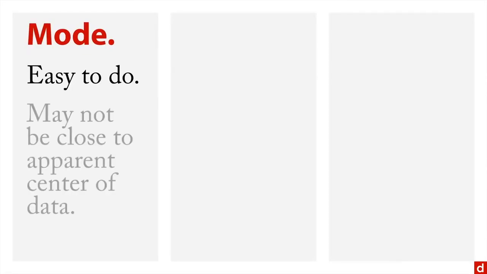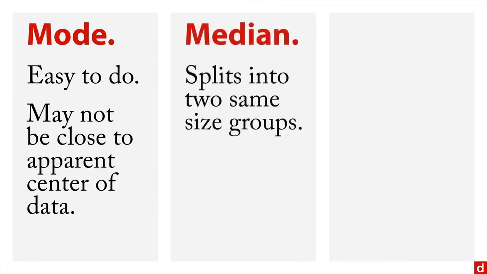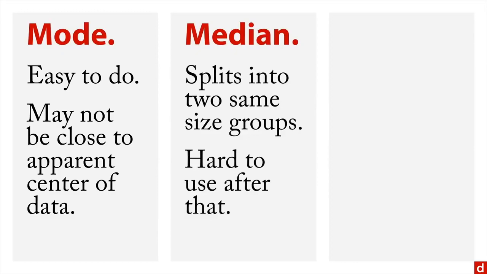Now, let me give a little bit of the pros and cons of each of these. The mode's really easy to do. You just count how common it is. On the other hand, it may not be close to what appears to be the center of the data. The median splits the data into 2 same-size groups, the same number of scores in each. And that's pretty easy to deal with, but unfortunately, it's hard to use that information in many statistics after that.